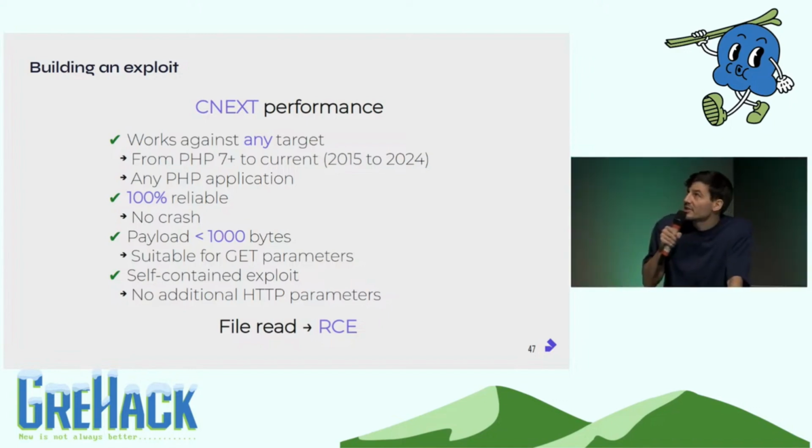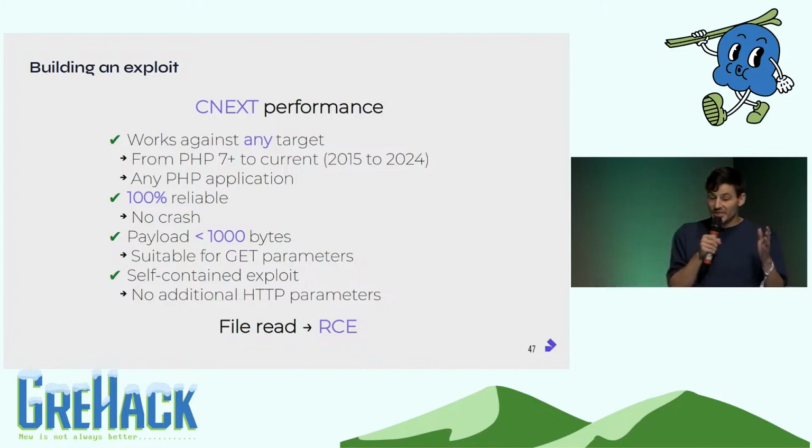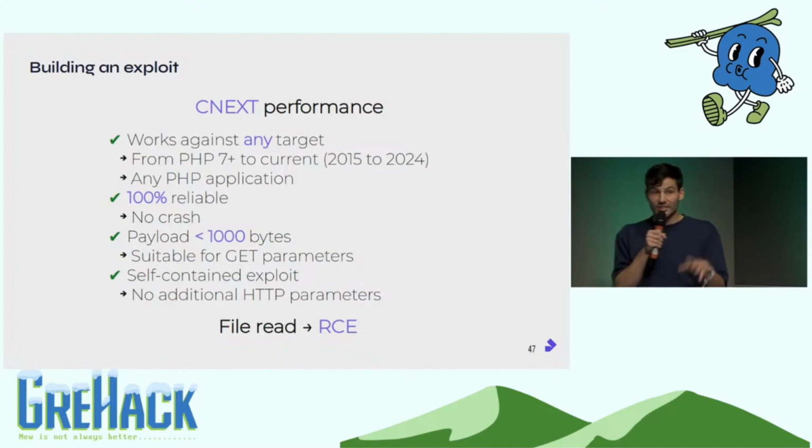Quickly, a few words about the exploit. It's on GitHub, so you can use it. It's not tailored to Magento, like you can use it for any file primitive. So it works against any target. As long as you have a file you use it and it works. It works from PHP 7+ to the current version, so that's 10 years of PHP covered with a single binary exploit, which I think is pretty cool.